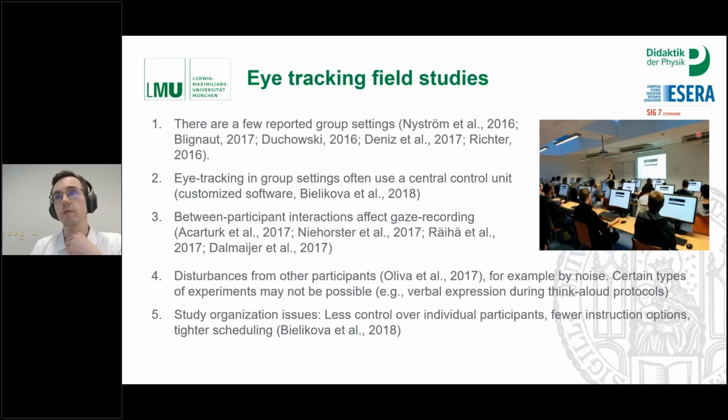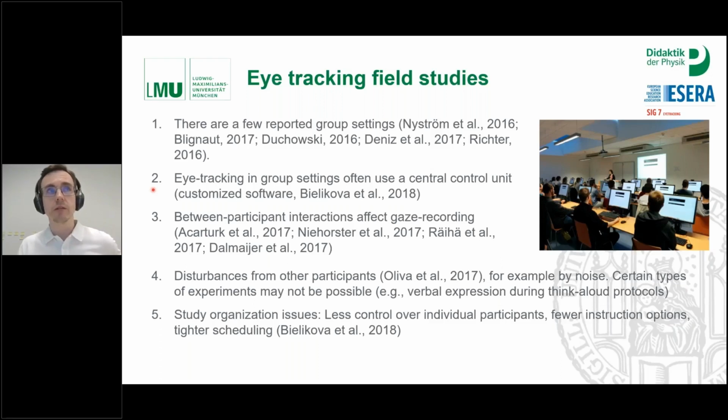This is, for example, one setting that is reported in the literature, here from Bilikova. There are a few reported group settings like that, where the classroom or computer room, however you want to call it, is mentioned. You have a list of literature where you can dive in if you want more details on these studies.